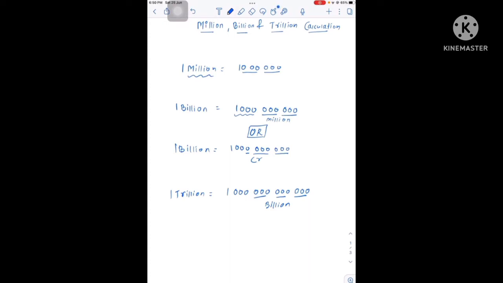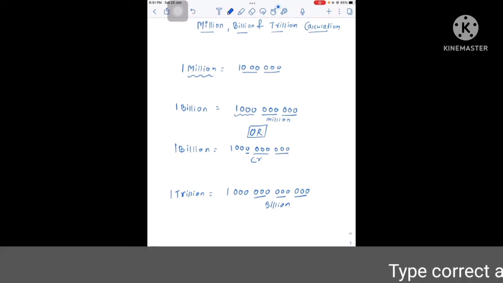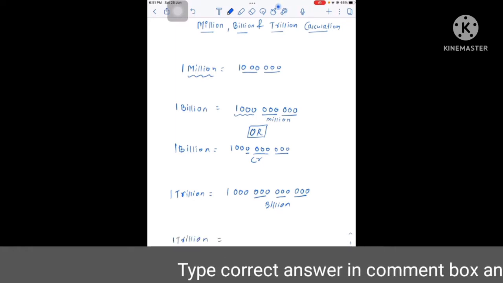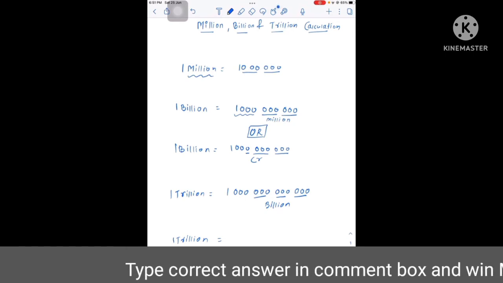Now let's calculate into crore. I want every one of you who is watching this video to try to convert this 1 trillion figure into crores.